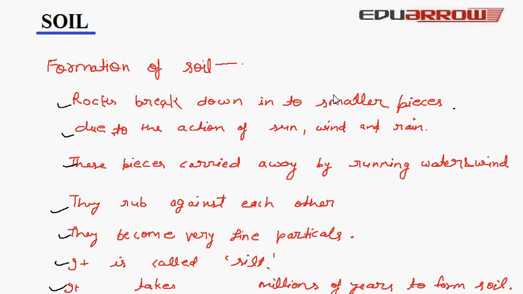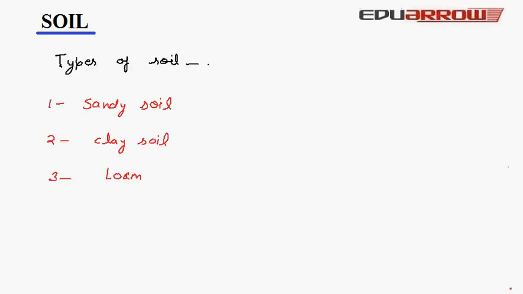Now the types of soil. There are different kinds of soil. First is sandy soil, second clay soil and third loam soil. First we will discuss sandy soil. This type of soil is found on beaches and in deserts. Sandy soil is very rough. Water quickly flows out through the spaces between the bits of sand. It cannot hold much water.